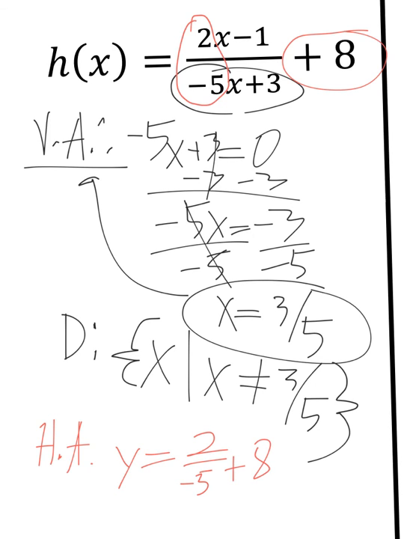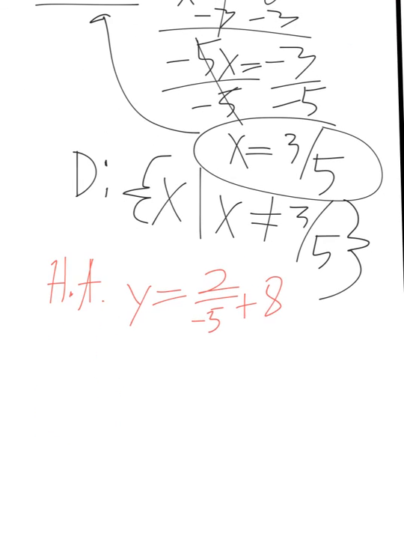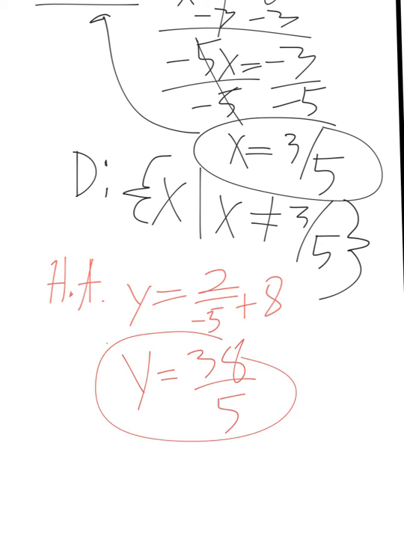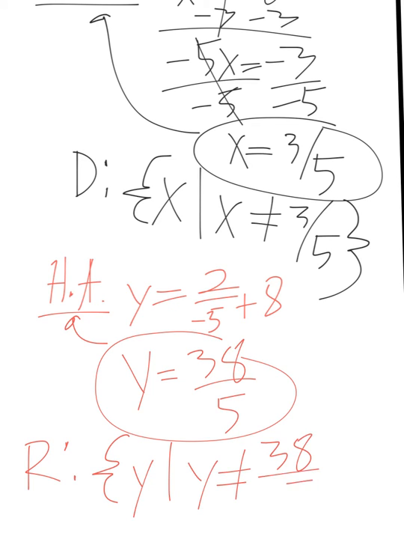So type that into your calculator. Your calculator is going to tell you 38 over 5. So y equals 38 over 5. That's my horizontal asymptote. That means my range is y is in all real numbers such that y cannot equal 38 over 5.